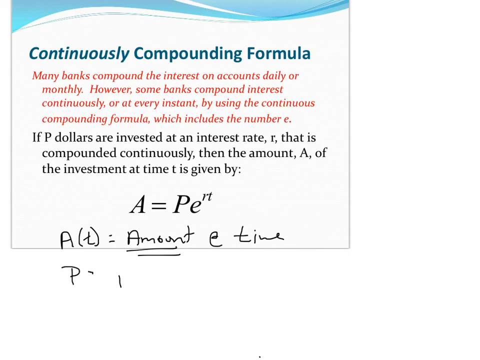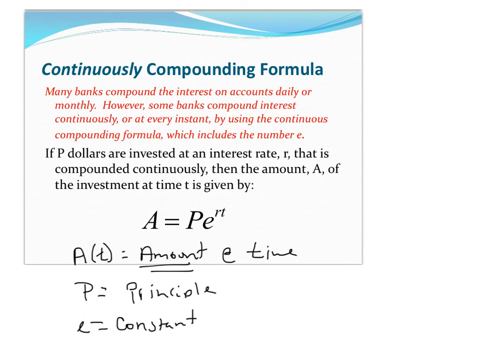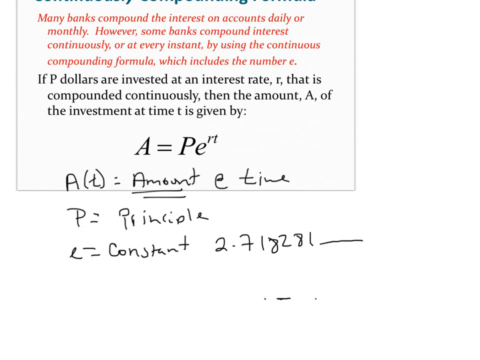P is our principal, right? It's our initial. Okay, e is a constant, right? And that is 2.7182881, so on and so forth. Okay? We're going to use the calculator to plug in the values so that way you get the most exact possible answer. And then let's move this up a little bit.